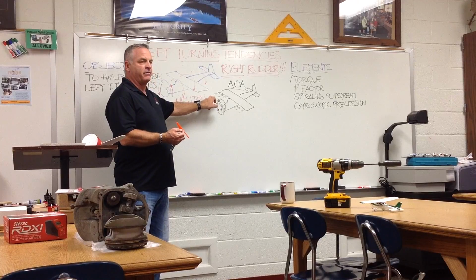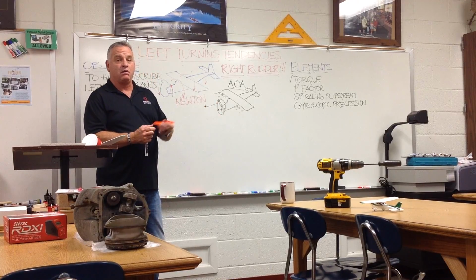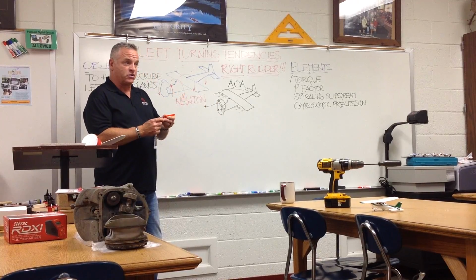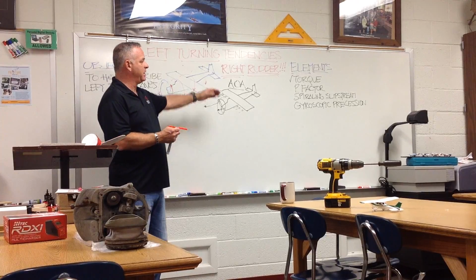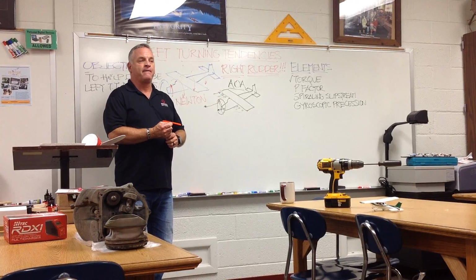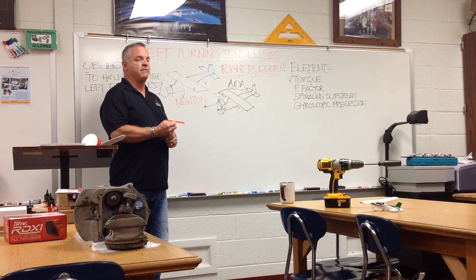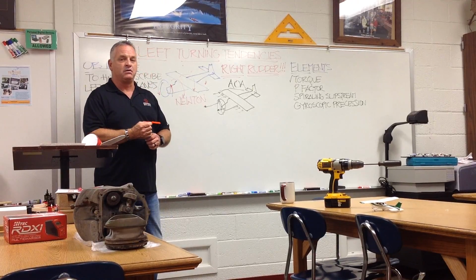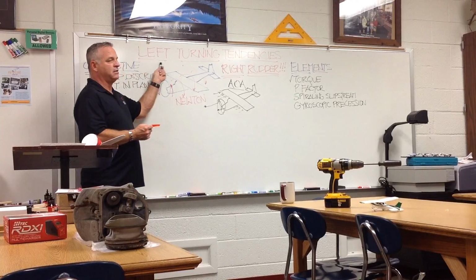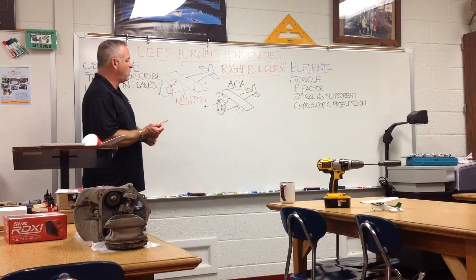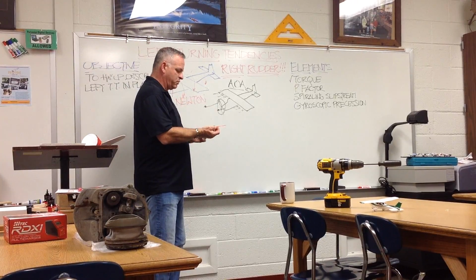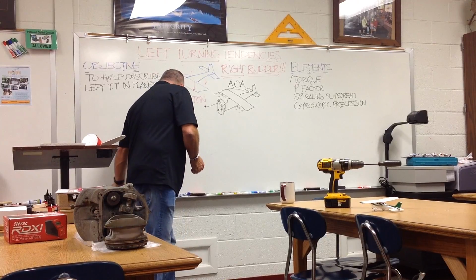If this right side of the propeller is creating or grabbing more bite and thus creating more force, what do you think is going to happen to the aircraft? Gonna turn that direction? Turn what direction? Give me a hand. Left. Left. Why? We've got so much more force coming on the left side of the aircraft here.